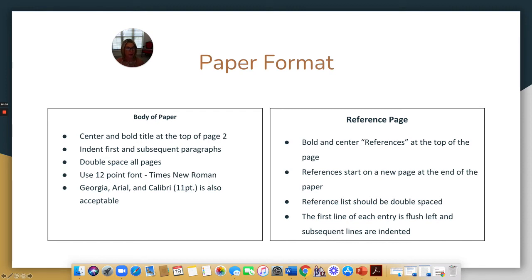Then on your reference page, you will bold and center the word references at the top of a brand new page. You will double space all of the entries in your reference list. It should be double spaced. The first line of each entry will be to the far left, flush, and then any lines below that entry are going to be indented. And you would do that for each entry. So each new entry with the first line of the entry would be flush left, with any additional lines would be indented.